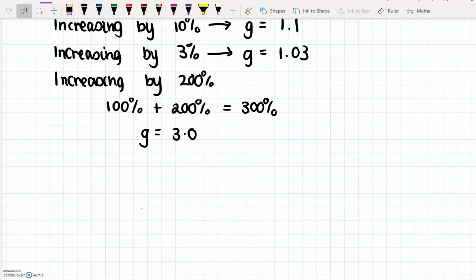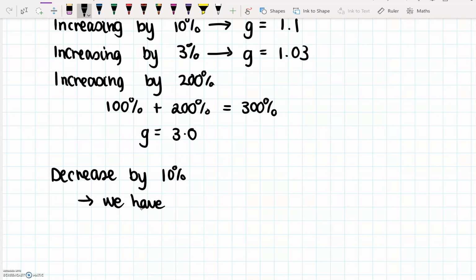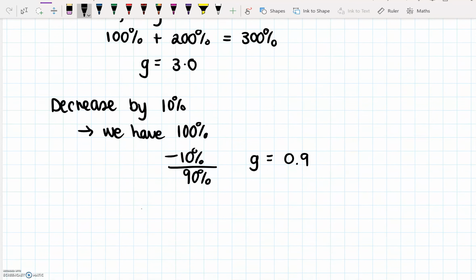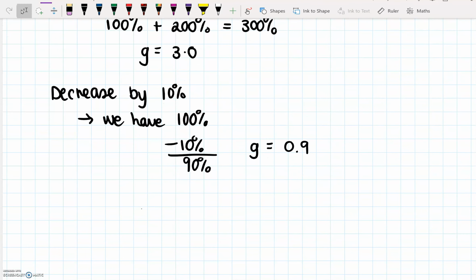So let's say that we have 100% and we are going to decrease by 10%. Okay, so we had 100%. If we decrease by 10, we need to minus 10%. So what we have is 90%. Okay, so that means G is going to be equal to 0.9. All right, so now this is what happens when we decrease. We start at 100 and we subtract that amount.